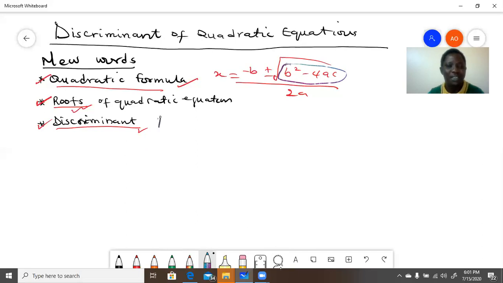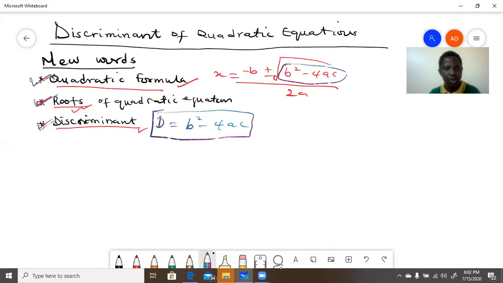So the discriminant D of a quadratic equation is the part of the quadratic formula that is under the square root sign, and it is b squared minus 4ac. So b squared minus 4ac is called the discriminant. That is what we mean by discriminant of a quadratic equation. So don't forget, the new words are quadratic formula, roots, and discriminant.